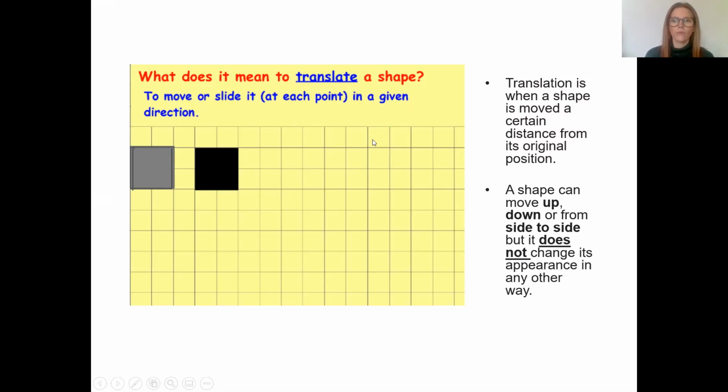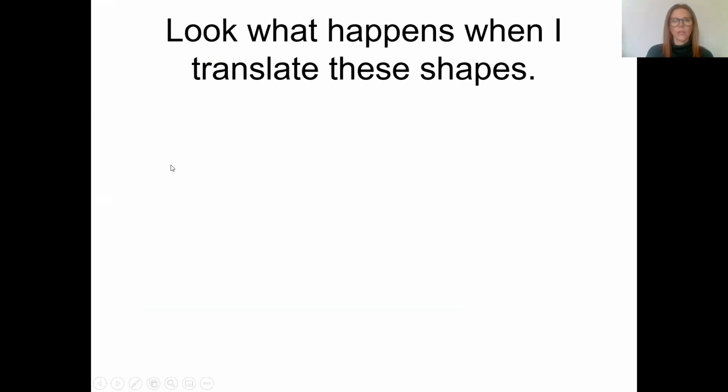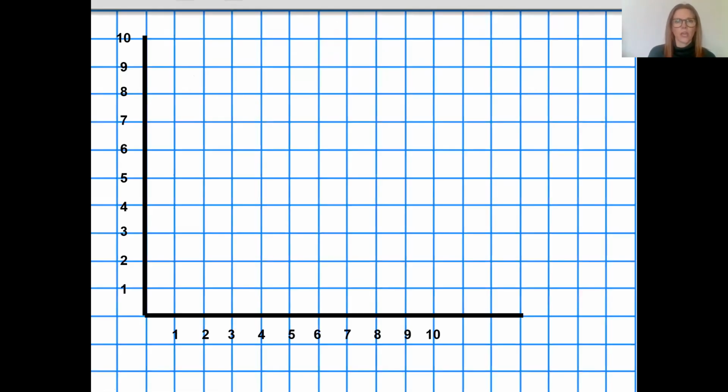A shape can move up or down or from side to side, but it does not change its appearance in any other way. So as you can see from this example, it is still the same sized square that it started with. So look what happens when I translate these shapes.